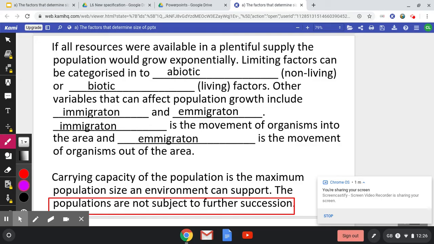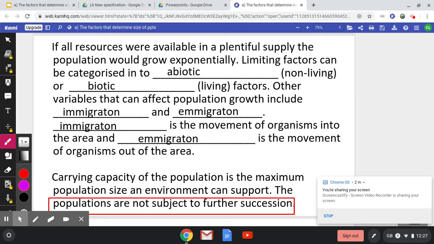Limiting factors can be categorized as abiotic, which is the non-living factors, or biotic, which are living factors. Abiotic factors, if you remember, are things like nutrients, oxygen and pH. Whereas biotic factors are things like intraspecific competition and interspecific competition, for example finding a mate, or predators or parasites. They're the biotic factors.